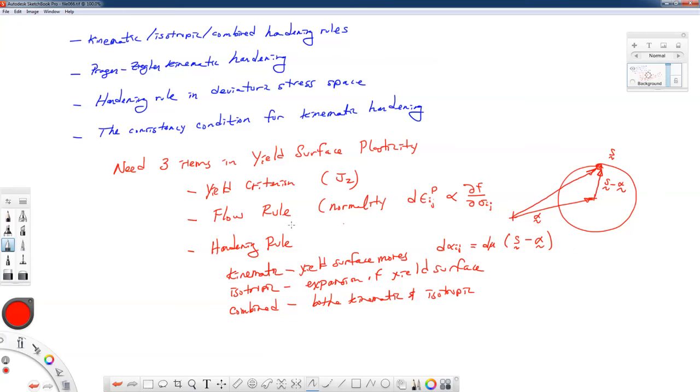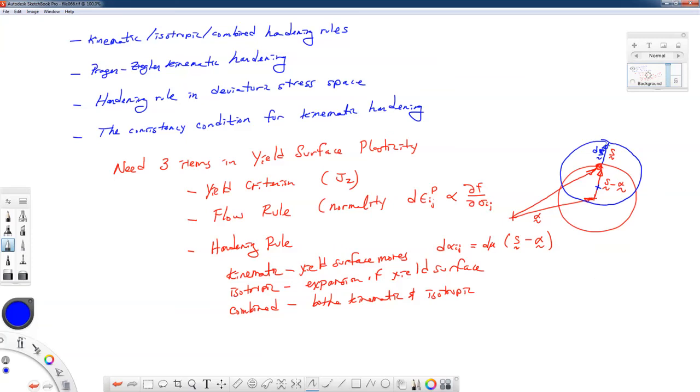It's going to move its center. Maybe I'll use a different color. It's going to move its center along a path that joins S minus alpha. So this new yield surface, trying to draw these the same size, for an increment of stress along that direction, let's say, dS, will move along that path that joins this.